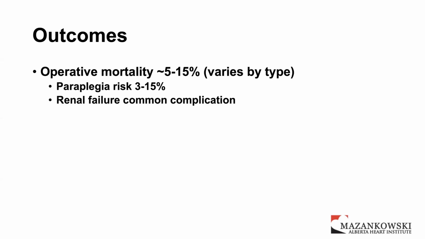Operative mortality, depending on the literature, Coselli's group out of Texas report some of the lowest numbers for mortality, paraplegia and stroke in the world. They're probably some of the highest volume centers, but it's accepted that the range of mortality is between 5 to 15%, largely dependent on how much aorta you're replacing. Similarly, paraplegia risk is 3 to 15%. The extent 2s have the highest mortality complication and the highest rate of paraplegia.